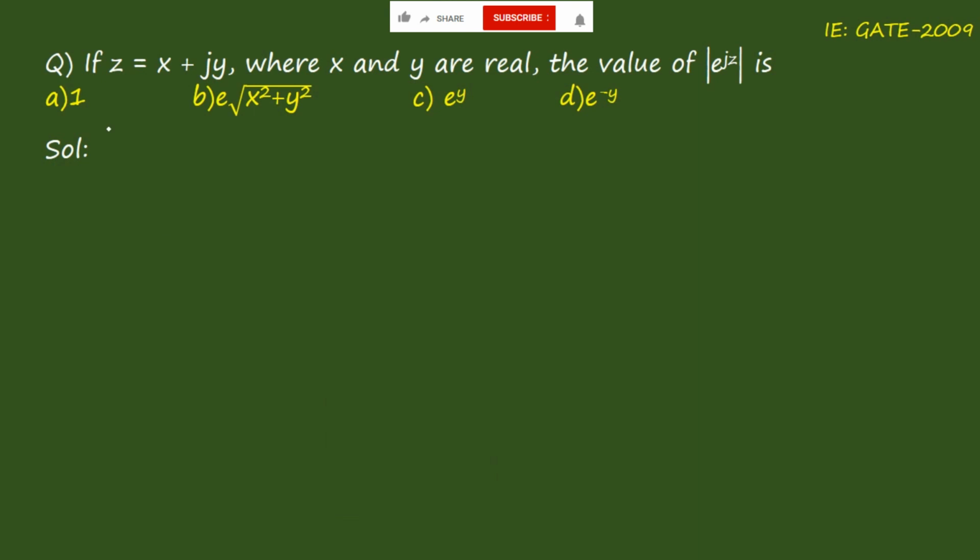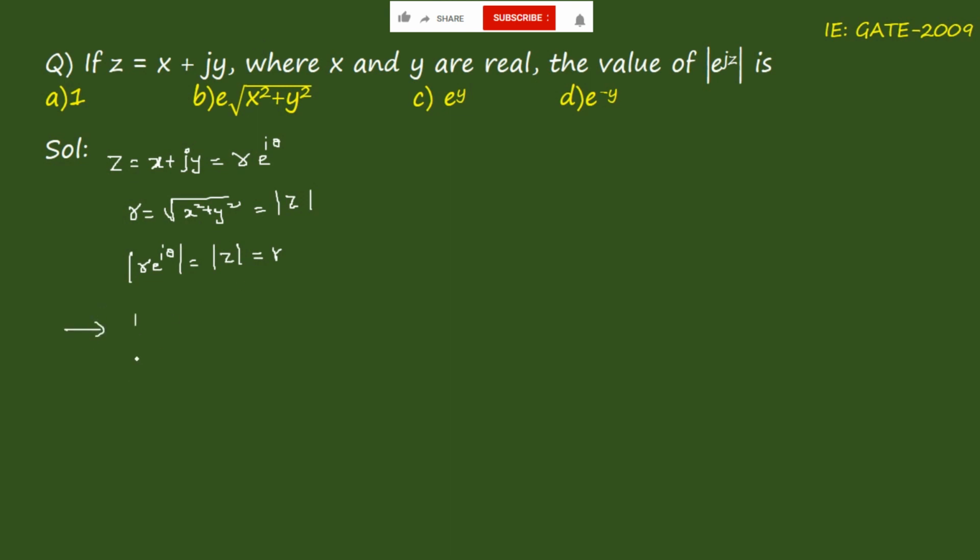Now coming to the next question. The question is, if z is equal to x plus jy, where x and y are real, the value of mod of e power jz, we have to find. We know that z is equal to x plus jy, right? Which is equal to nothing but r into e power i theta, right? Where r is equal to nothing but the square root of x squared plus y squared, which is equal to mod z. So we can see that mod of r into e power i theta is equal to nothing but mod z, which is equal to r, right? The general thing you have to know.